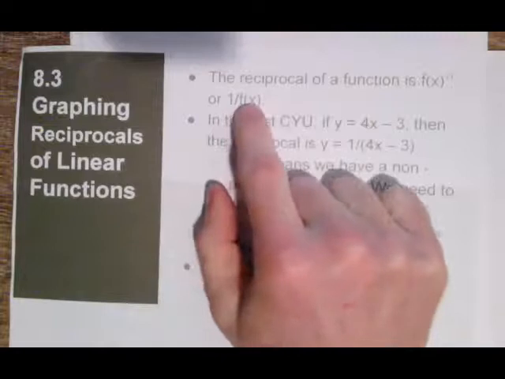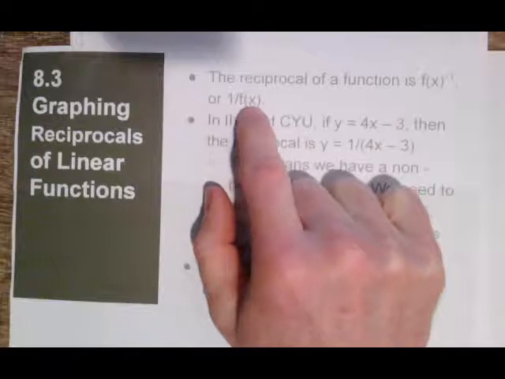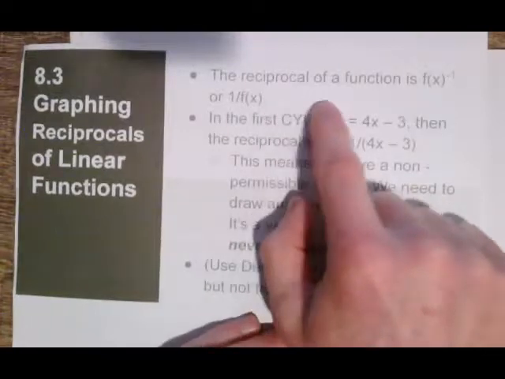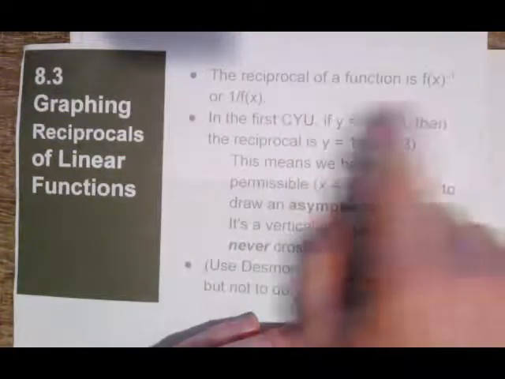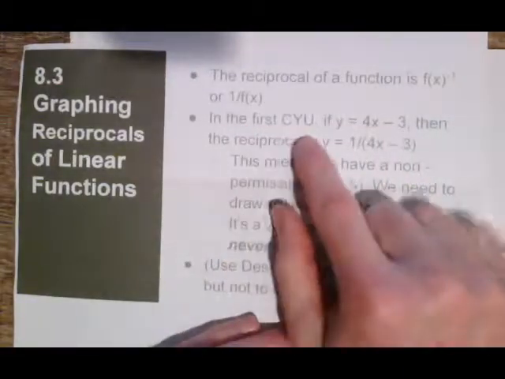F of x is basically your y. F of x is y. F of x means like the function of x. So next year it'll be a lot of f of x equals x squared plus x minus 1 or whatever. Same idea as y equals for our purposes right now.